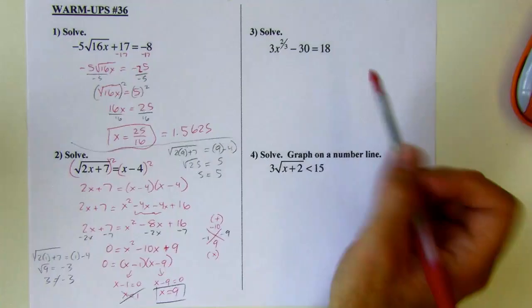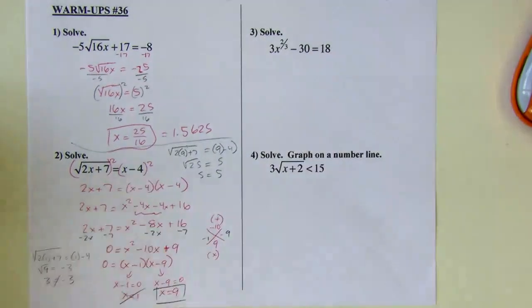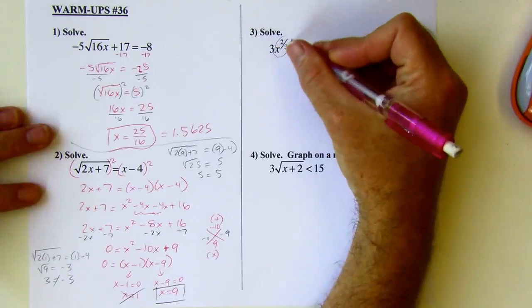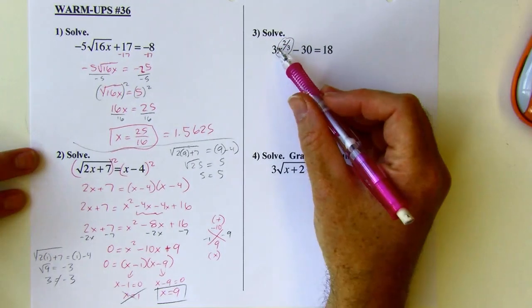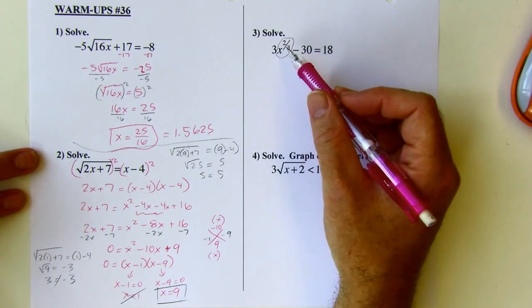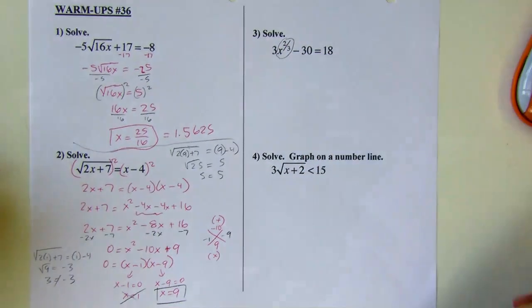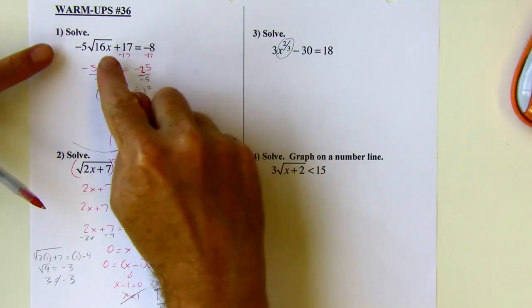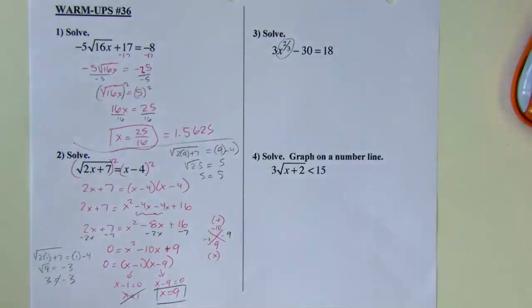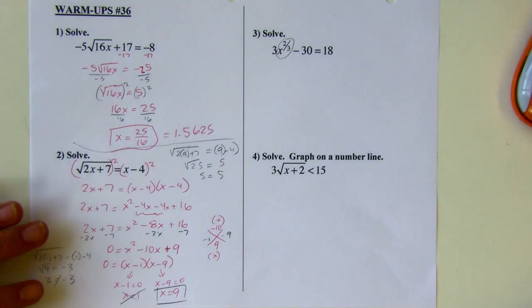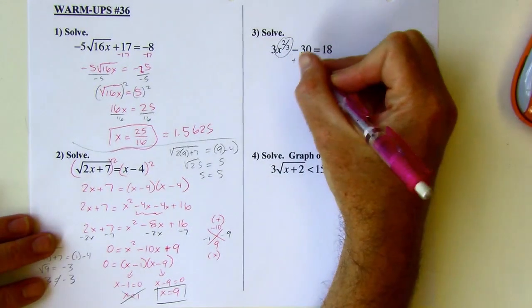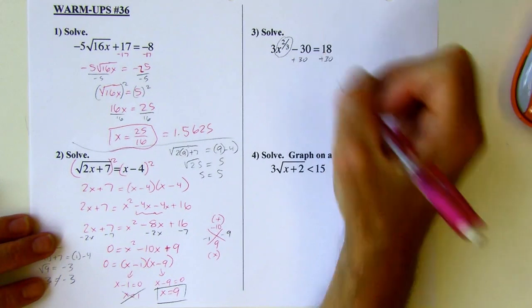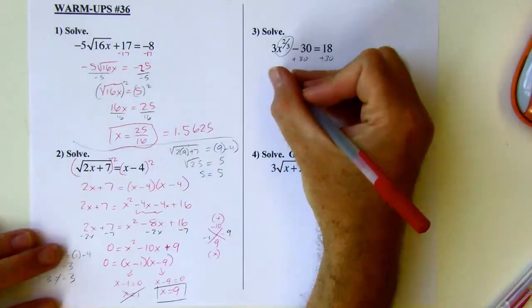All right, next up. So this part of the equation, you could write as a radical. The 3 would be your index, so this would be the third root of x squared. We're going to use the same kind of technique we did on this problem where we're going to isolate the radical, okay? So you can convert this into a radical right now, but I'm just going to work on isolating first. So I'm going to add 30 to both sides.